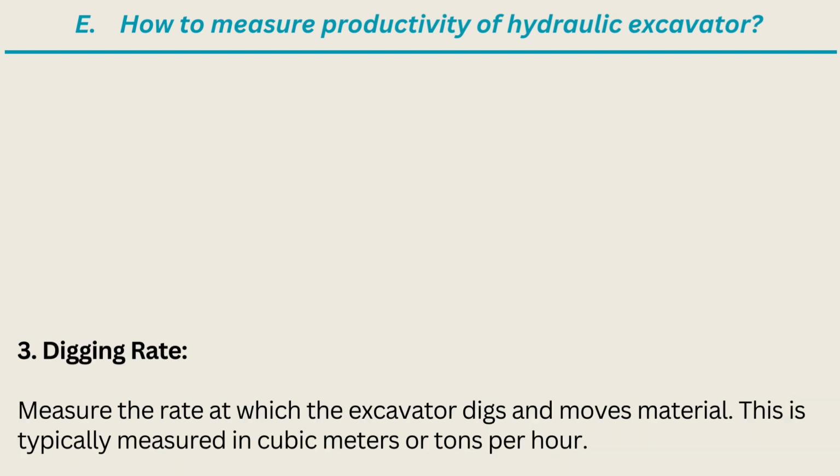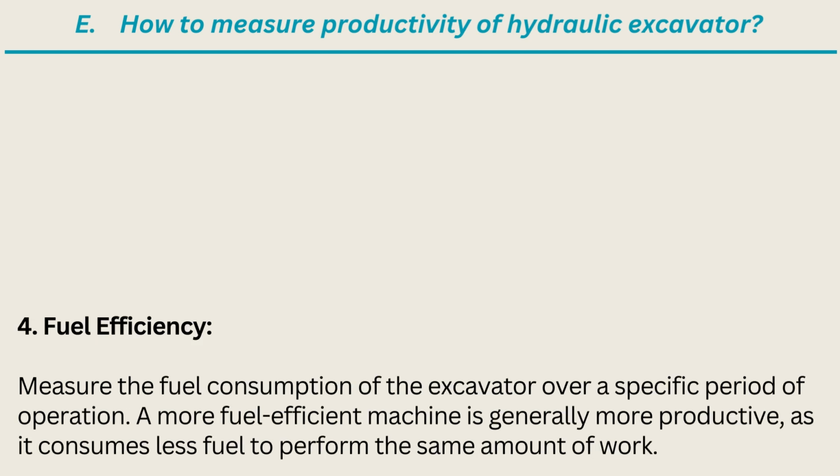3. Digging rate. Measure the rate at which the excavator digs and moves material. This is typically measured in cubic meters or tons per hour. 4. Fuel efficiency. Measure the fuel consumption of the excavator over a specific period of operation. A more fuel-efficient machine is generally more productive, as it consumes less fuel to perform the same amount of work.